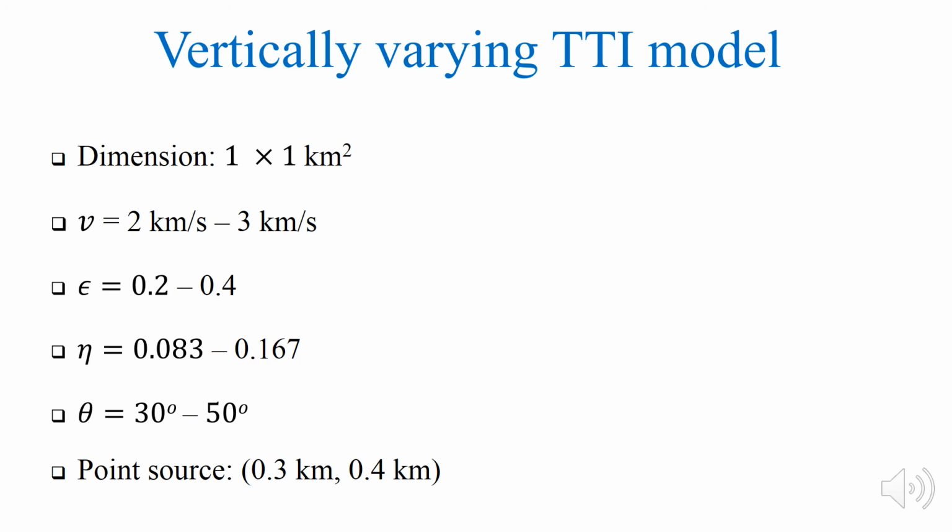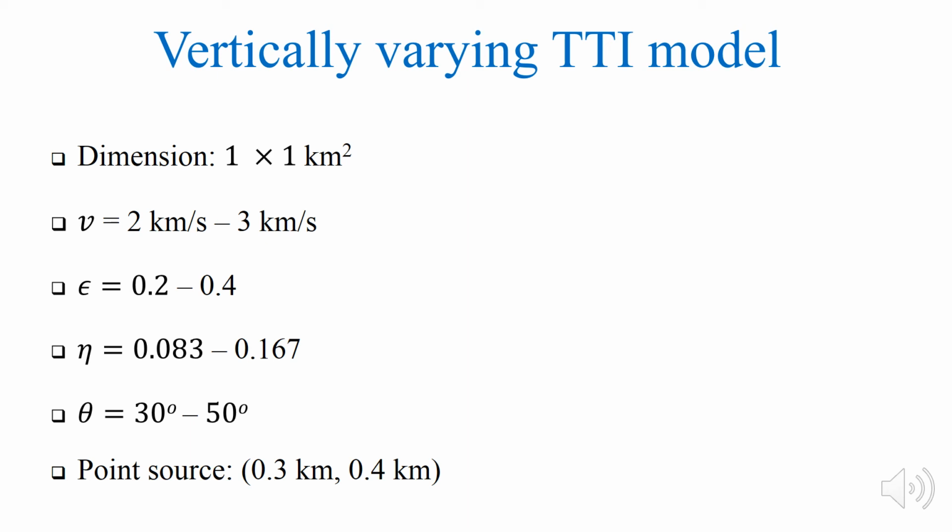Now we take the vertically varying TTI model, which has a dimension of 1 by 1 kilometer square, and the velocity is linearly increasing. At 0 depth, it has a velocity of 2 kilometers per second, and increases up to 3 kilometers per second at a depth of 1 kilometer. The epsilon has a value of 0.2 at the top and increases to 0.4. The eta parameter goes from 0.083 to 0.167, and the tilt goes from 30 degrees to 50 degrees.